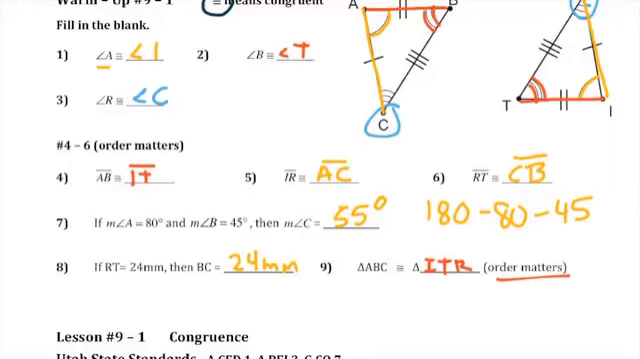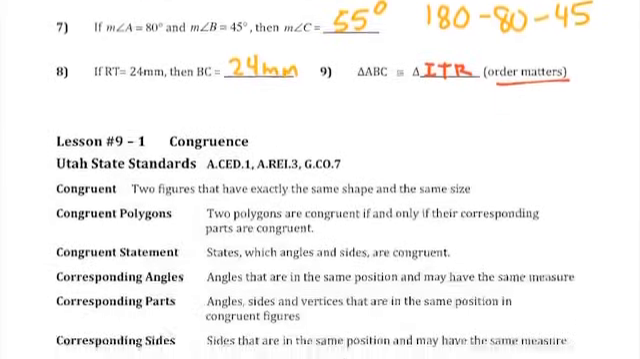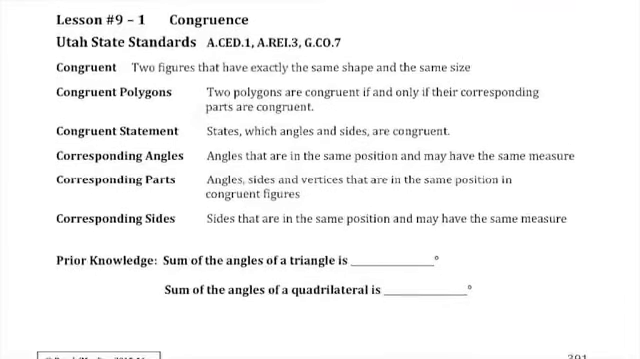Lesson 9-1, Congruence. So here are a few terms that we need to consider. The first one, congruent. That means that two figures have exactly the same shape and the same size. So like was discussed earlier with the line segments, they're both line segments, that's the same shape. Size would be their length, making sure that they're the same length. An angle would have the angle measurement being the same, meaning the same size. They're both angles, but the same size.